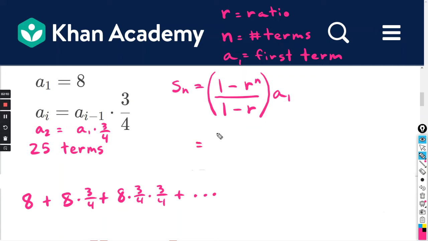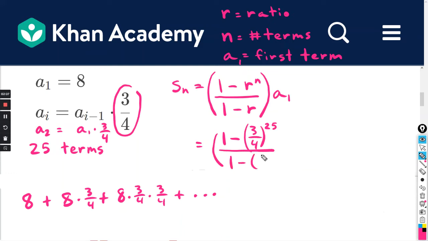So in the formula, we have 1 minus R. R is 3/4 since we're multiplying by 3/4 each time. N is the number of terms. They said the first 25 terms, so the exponent is 25. That's divided by 1 minus R, so 1 minus 3/4. And that whole thing is multiplied by the first term, which is 8.